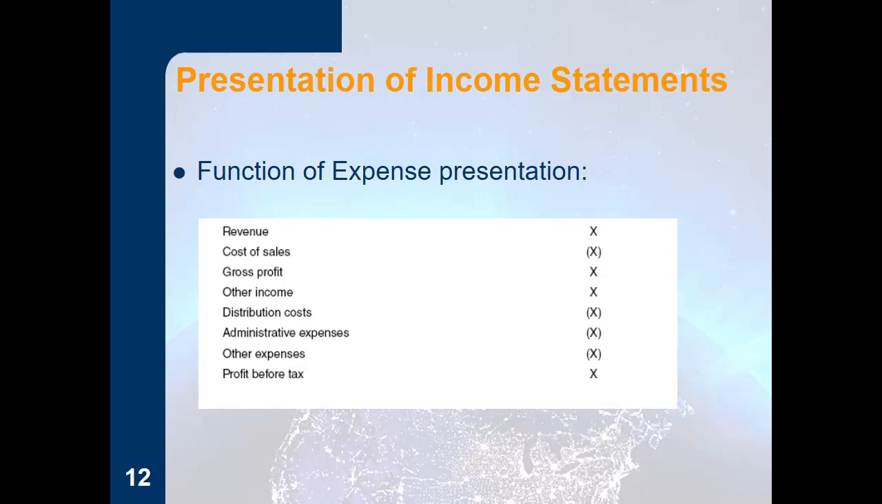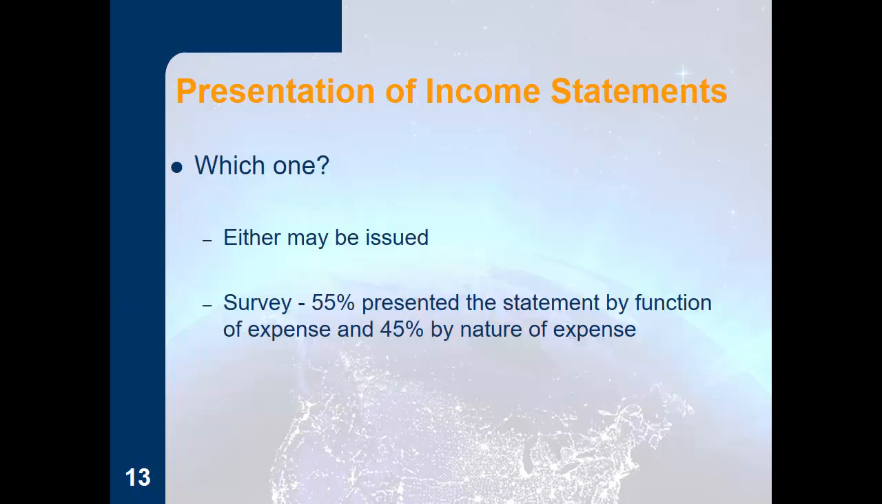The idea behind the function of expense is that we group these things by the function they contribute to in the business. For example, administrative expenses, distribution costs, and marketing. We think about departments or functions of the business, and that is how we would group these by function of expense as opposed to the nature of the expense. Which one can be used by IFRS firms? Either one may be used.